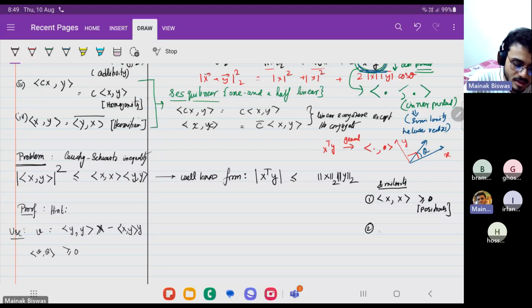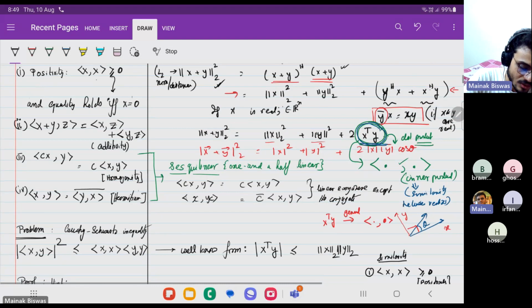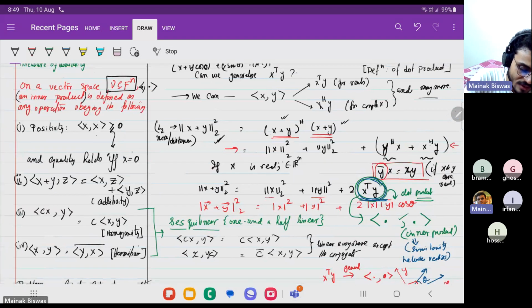So 2 would be what is known as homogeneity. If you scale a vector, what would you expect? That the inner product would be scaled, right? Always try to relate it with the initial example that we have of X transpose Y. If you are able to relate it with the initial example of X transpose Y, you will be done.